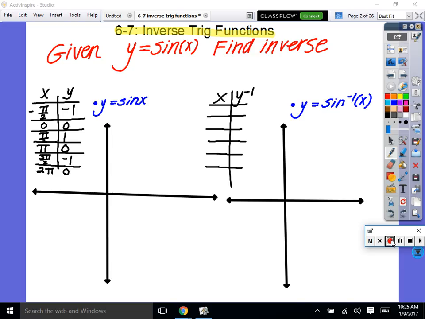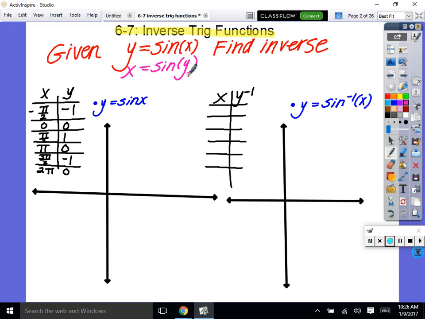If we were to algebraically find sine inverse, our first step is just like anything else. So starting with y is equal to sine of x, if I said find the inverse function, you switch x and y. x equals sine of y. And you don't even need to take notes on this. I'm just showing you algebraically where this comes from.